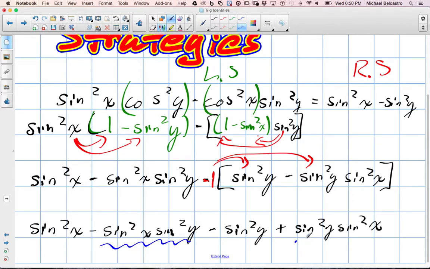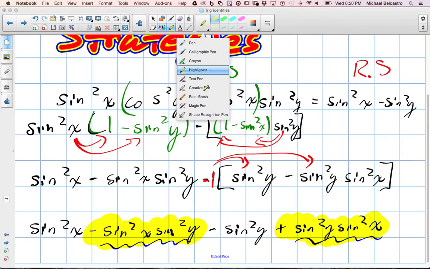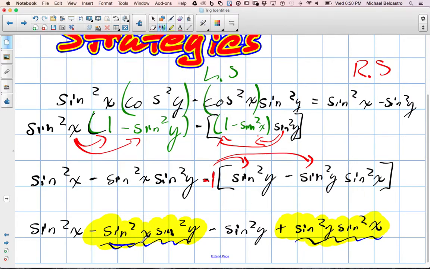This guy here and this guy here, maybe we should just highlight them. Okay, so we have minus sine squared x times sine squared y, and we have plus sine squared y times sine squared x. Oh, so they cancel? They cancel. And though they're written in a different order, there's a rule in multiplication. It's called the associative property. It means no matter what order something is in multiplying, it doesn't make any difference.